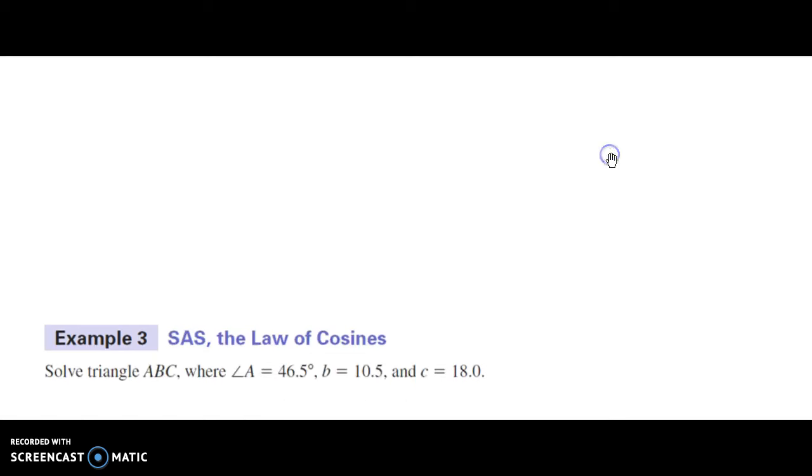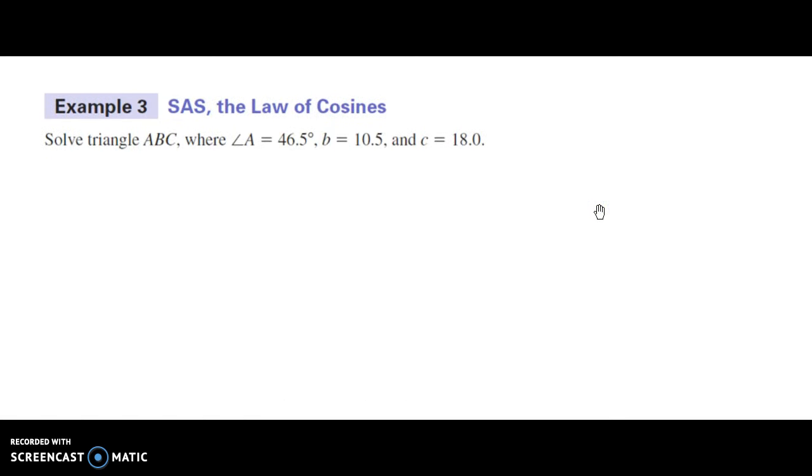Now, this is the last one, I know it's out of order, example 3. What I want you to do is pause this, draw a picture and work this on your own, and then start it back and check your work.